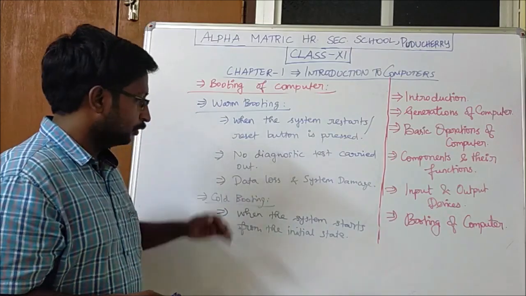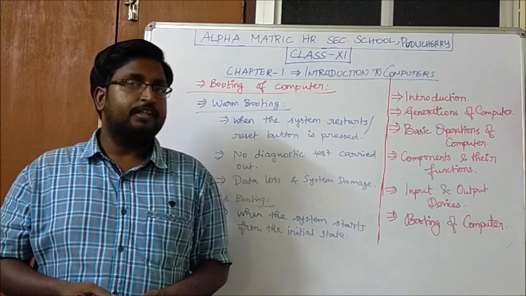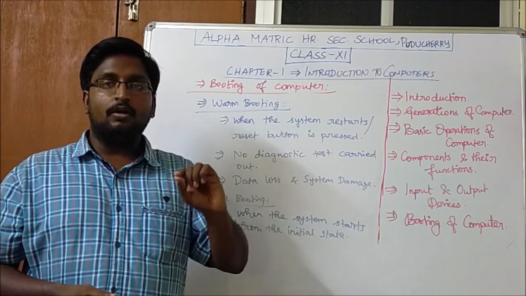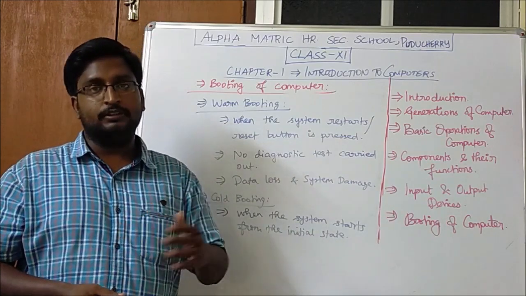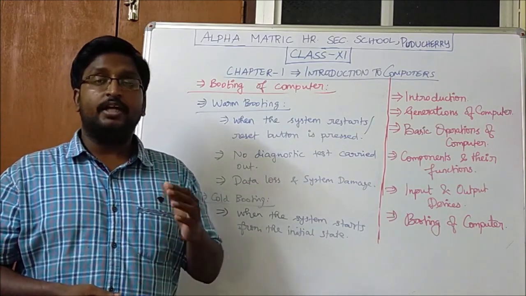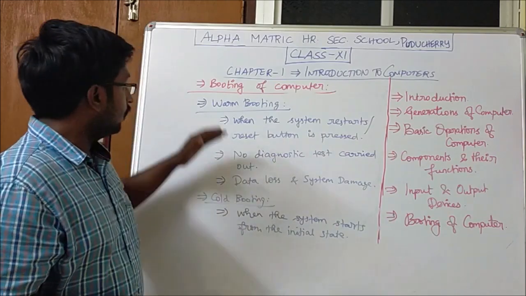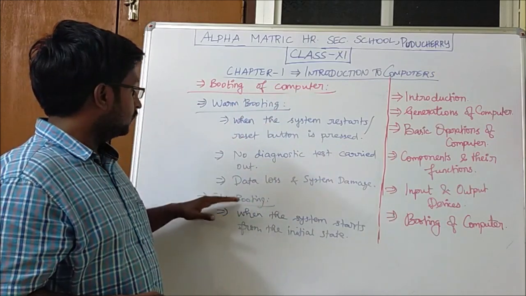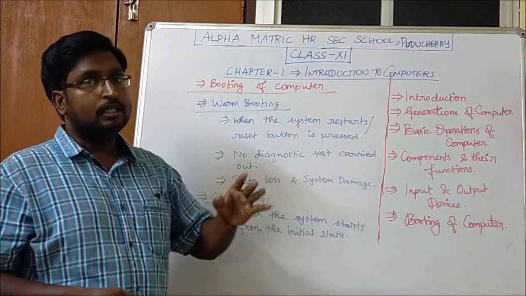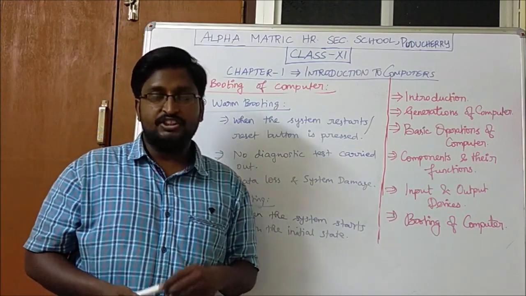The next one is cold booting, which is the opposite of that. When the system starts from the initial state, it means we are just switching on the computer. From the initial state, it starts. That kind of booting is called cold booting. Warm booting is also called soft booting, and cold booting is also called hard booting. With this, we come to the end of chapter 1.